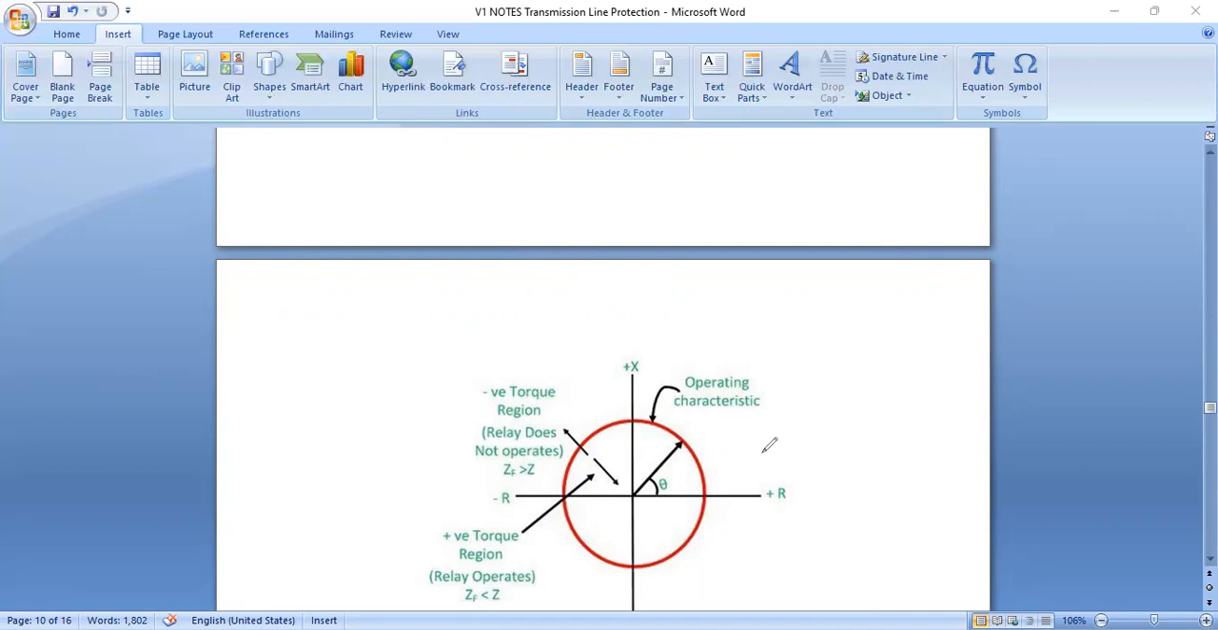So if the impedance of the line is less than the radius of the circle, it will show the positive torque, and if the impedance is greater, in the negative region, it shows the negative torque. So this is for the positive torque, and this is for the negative torque. Now, this type of relay is also called a high-speed relay. Now, we will discuss the conclusion of this relay.